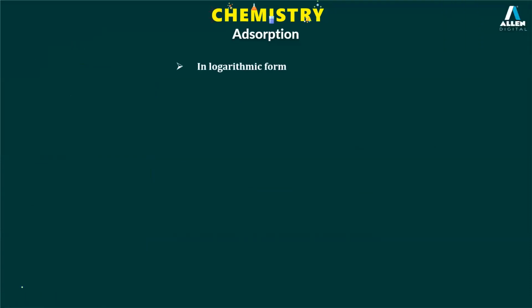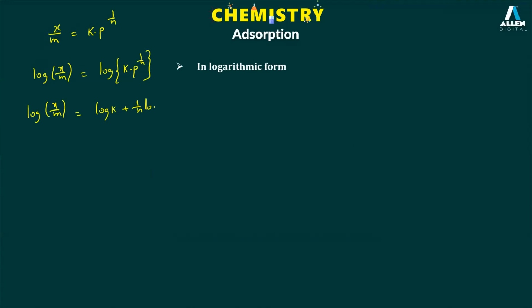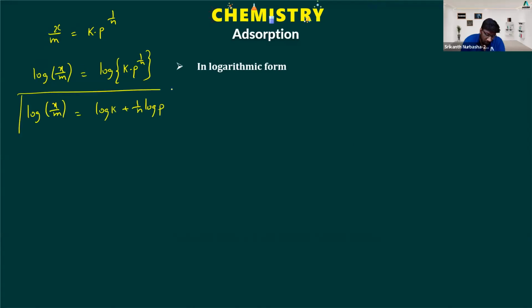In logarithmic form, how can you write the same expression? x by m is equal to k into p power 1 by n. So logarithm of x by m is equal to logarithm of k into p power 1 by n. So logarithm of x by m is equal to log k plus 1 by n log p.